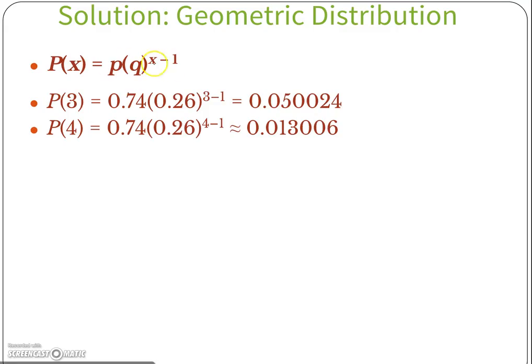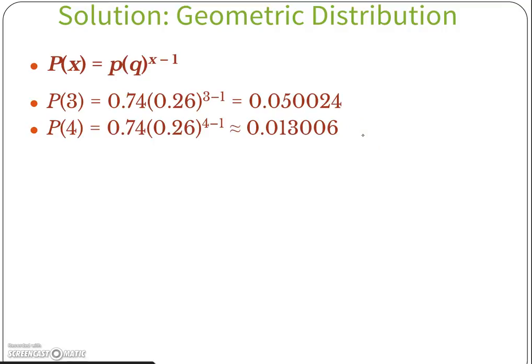So we have our geometric formula. P of X is P times Q to the X minus 1. So P of 3, the probability the success occurs on the third trial, is the probability of success, 0.74, times the probability of a failure, 0.26, to the X minus 1, where X is the trial number, so the third trial. And you plug this into your calculator. Please follow along to make sure you get the same answer. And then also for P of 4 we had to find. Here X is 4, so the probability of success is 0.74, times the probability of failure, 0.26, to the X, in this case 4, minus 1.